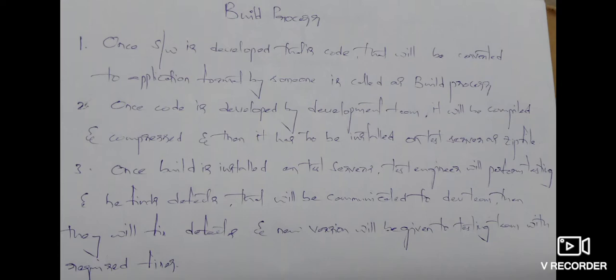First of all, let us understand what is a build. Build is nothing but a piece of installable software that is given to test engineers to perform testing on it. A build contains a set of features and bug fixes that can be installed on test servers, and on that, the test engineer has to perform testing to find defects.